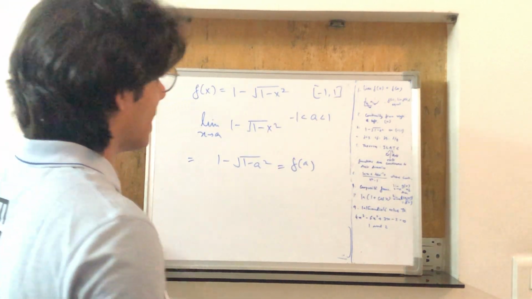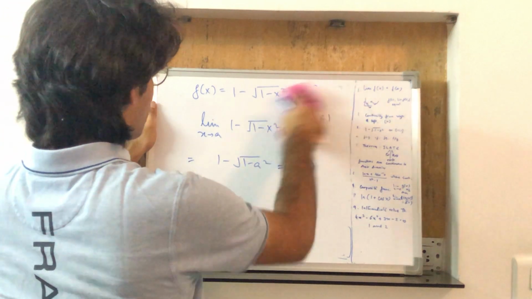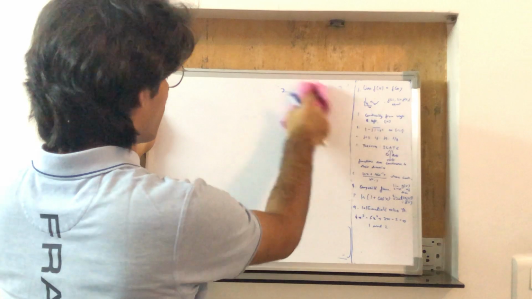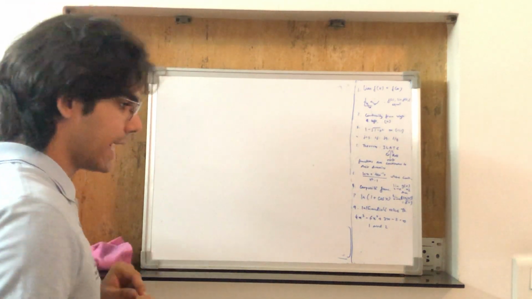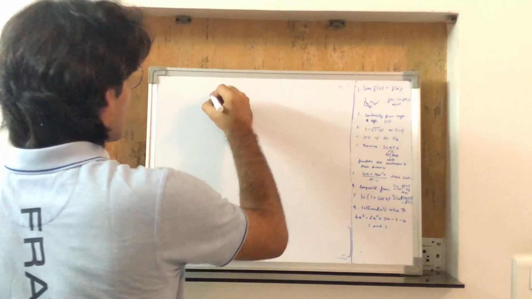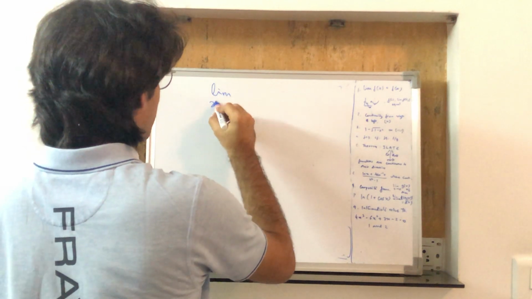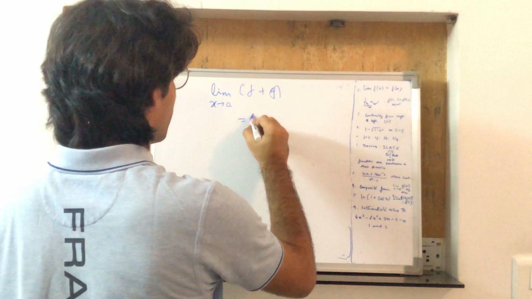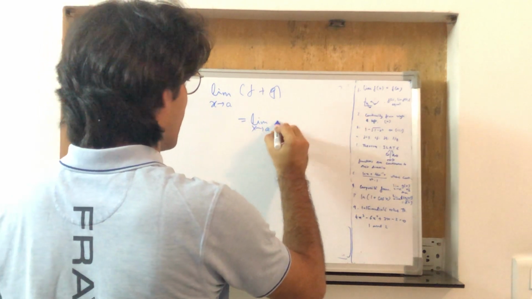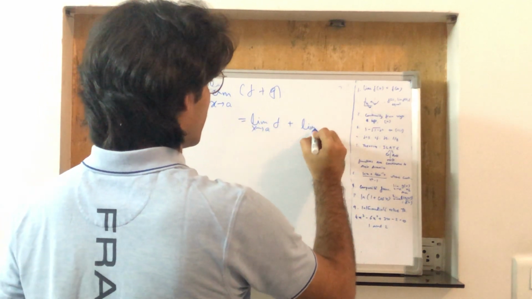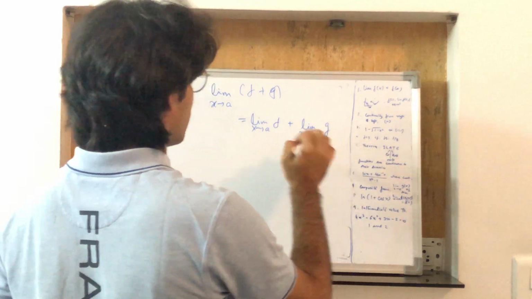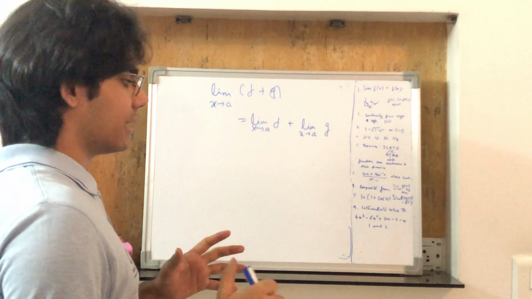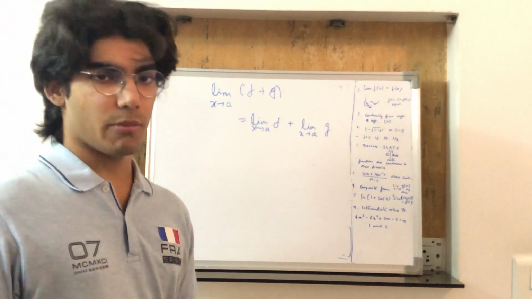All right. Now we're going to get into something that we've looked at before. If you remember limit laws, this is something that we wrote in limit laws: limit x tending to a of f plus g can be written as limit x tending to a of f plus limit x tending to a of g. These are the limit laws. We can use those when we're talking about continuity.